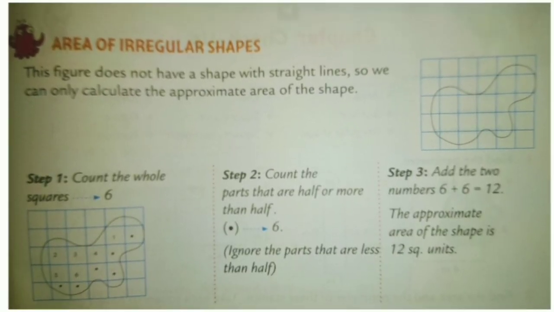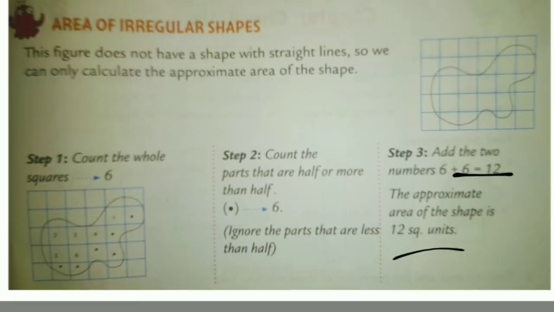One more topic is there, that is area of irregular shape. So area of irregular shape means first you count the full squares as we have done in the previous topic. Then after that you can count the halves. Okay, so you will get the approximate answer, approximate area.